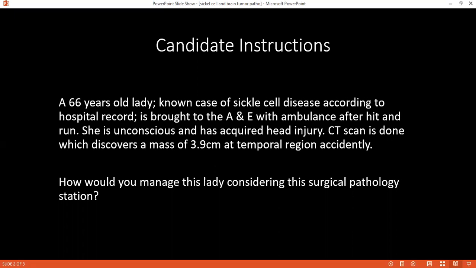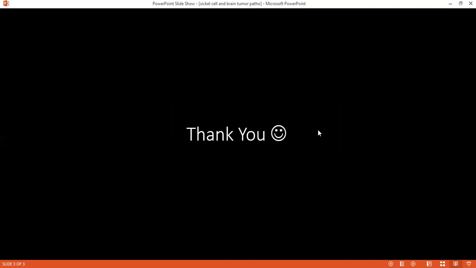Patients with sickle cell disease are normally immunocompromised. Why is it important for you to keep that in mind? That's because there is autosplenectomy. Yes, that's very good, this is what I wanted to hear. Because of that, they are susceptible to infection, especially from encapsulated organisms. Very good.